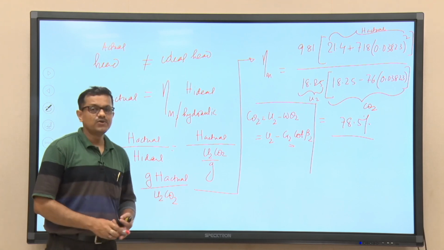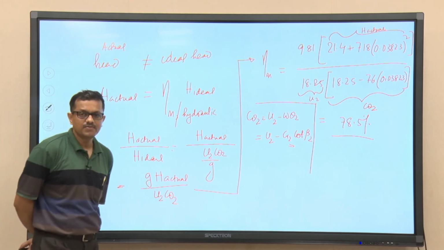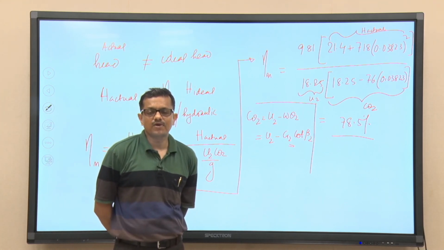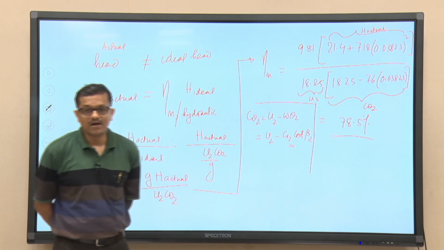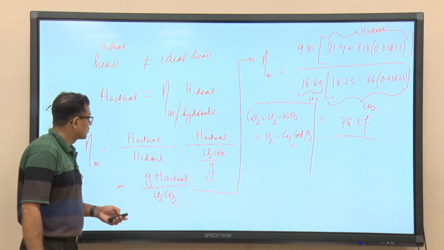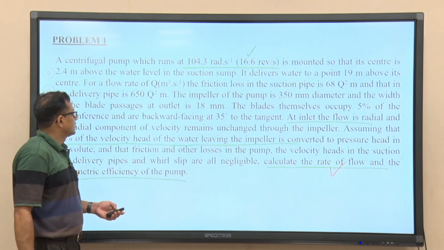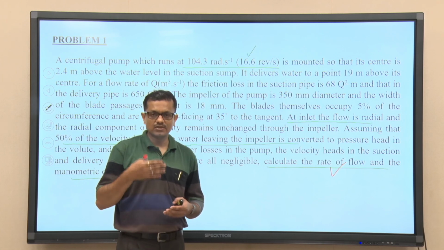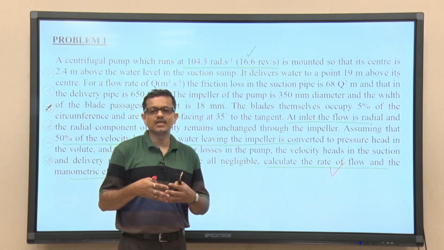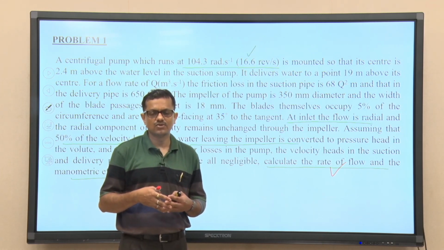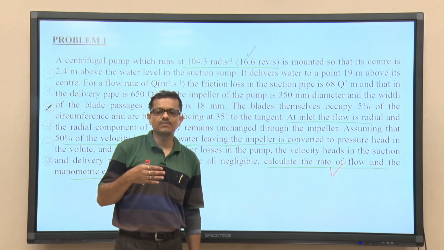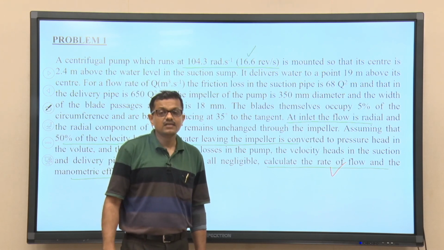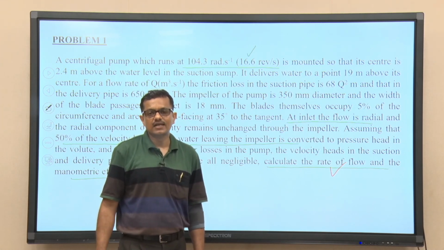Now, if we try to summarize what we have learned from today's class, we have taken up a numerical problem for the radial flow pump. The problem is such that we had to draw velocity triangles, because without velocity triangles it is very difficult to solve the problem. So, again I am telling, the first objective while solving any particular problem is to draw the velocity triangles both at inlet and outlet.